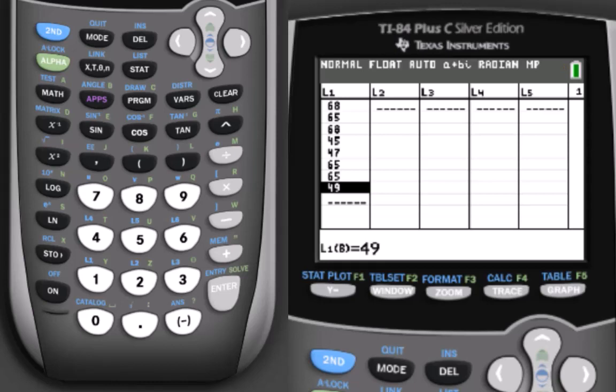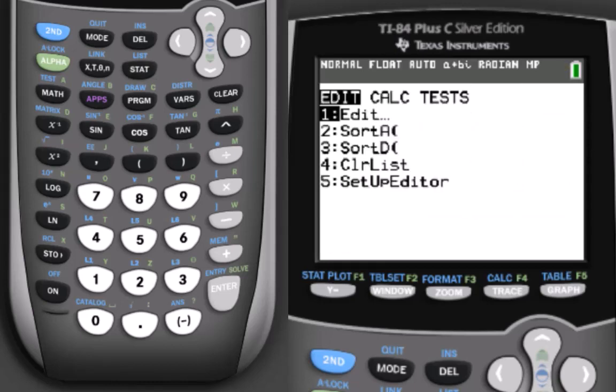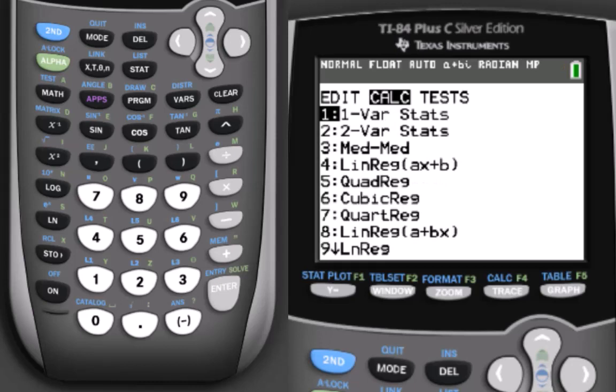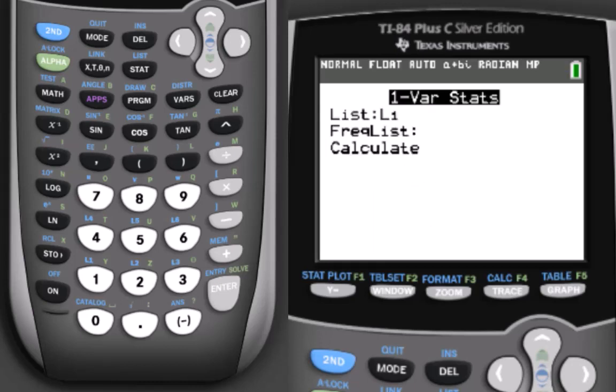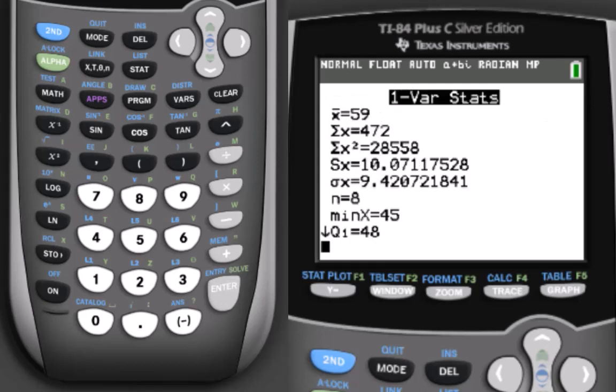And from here, if you press the stat button and go over to calc and choose option number 1, 1-Var Stats, it's going to ask you to choose your list, which we put in list 1. So we'll just leave that alone and hit enter. Then on this menu, at the very top, you're going to see x bar, and that is your mean. So it has added all your numbers together and divided by 8 for you. Now, when you add all the numbers together, you get 472, which is this part right here underneath the 59. And then N down here is telling you how many numbers you have. There's 8 of them.